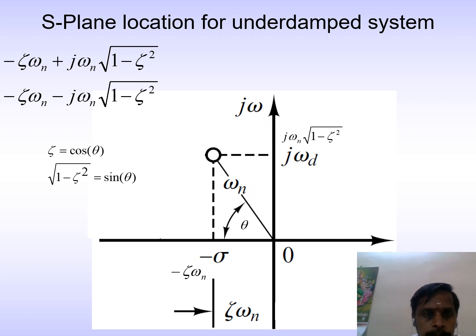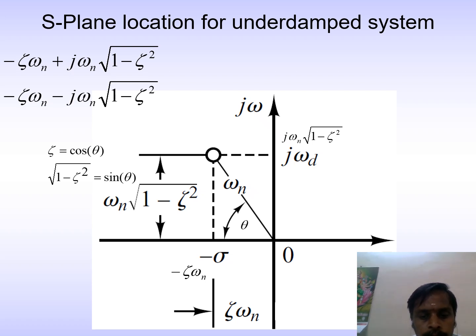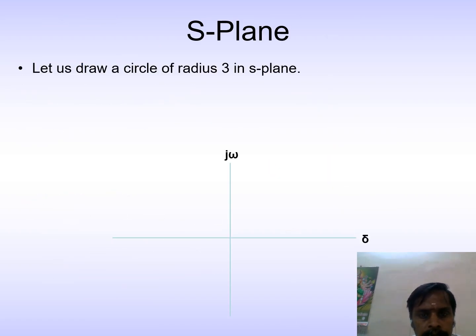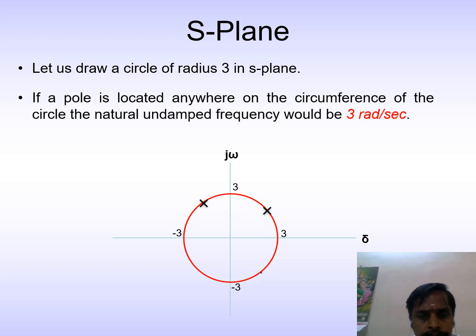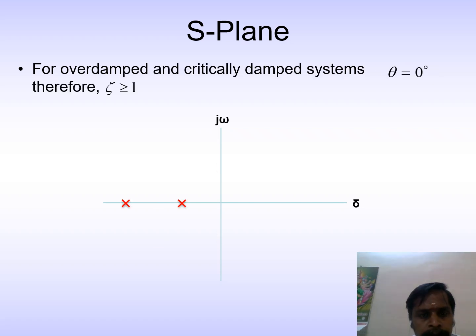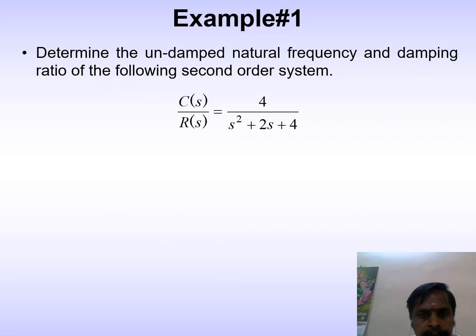So the s-plane locations depend upon these values. Omega n root of 1 minus zeta squared is the imaginary part value, and zeta omega n is the real part value. It is related to the s-plane, and depending on that, we can find out the angle theta.